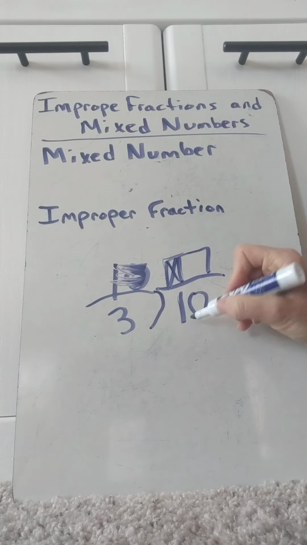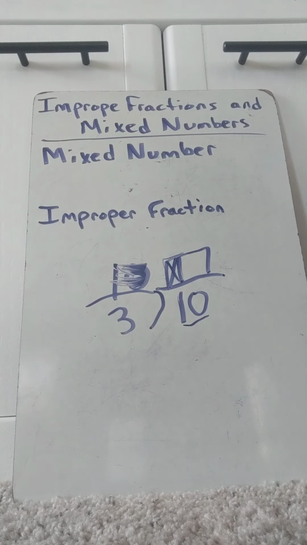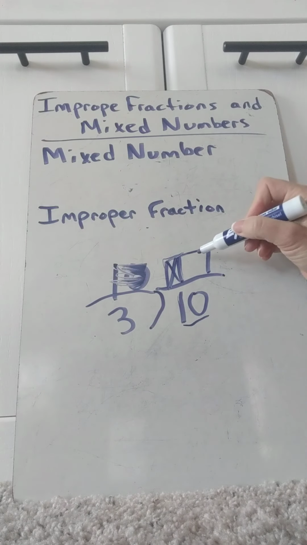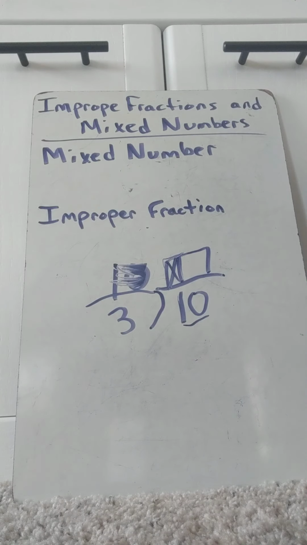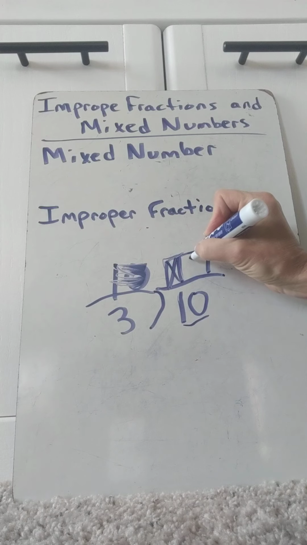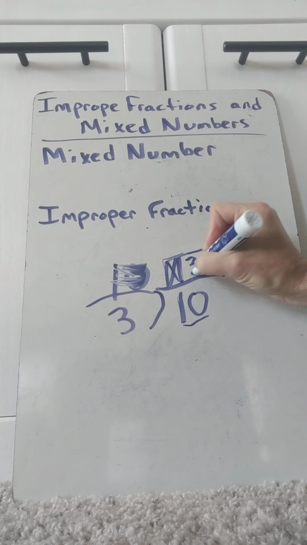But now we're looking at the 10. And you're going to say to yourself, what number times 3 gets me close to 10 without going over? Well, you have to think of your 3 times tables. 3 times 1 is 3. 3 times 2 is 6. 3 times 3 is 9. Well, it has to be 9 because I'm only 1 away from 10. Because remember, you want to get as close as you can without going over.